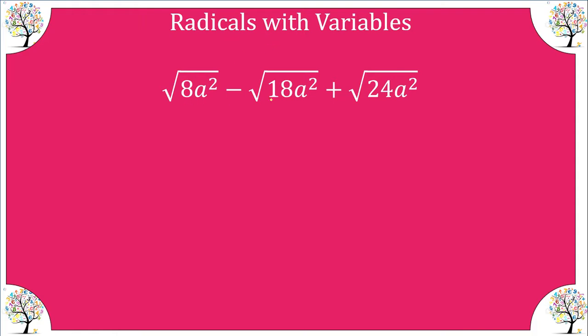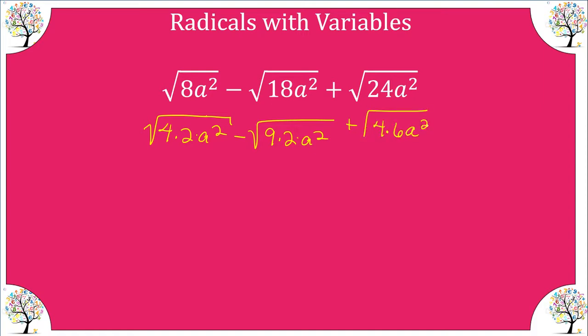So again, it has to be the exact same radicand in order to combine. So I'm going to break this down into 4 times 2 times a squared minus 9 times 2 times a squared plus 4 times 6 times a squared. And now let's take the square root. So the square root of 4 is 2. The square root of a squared is a, root 2 minus 3a root 2 plus 2a root 6.